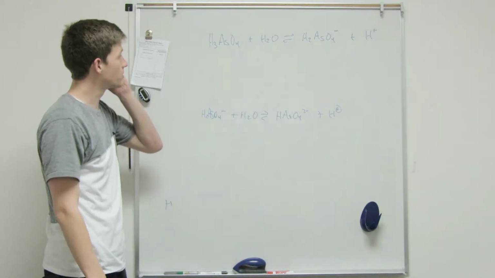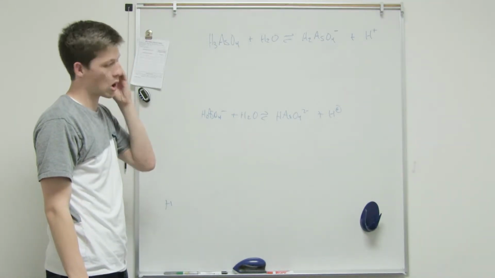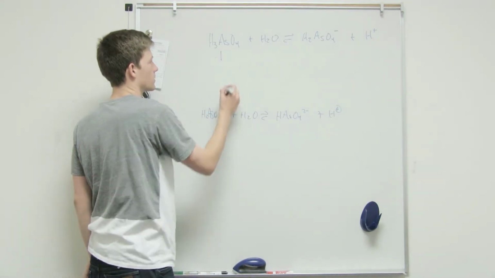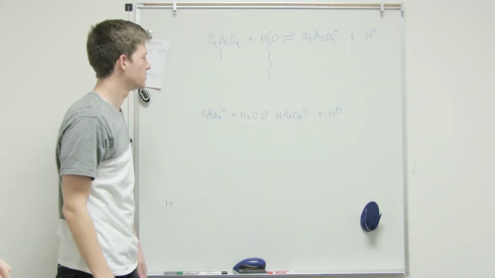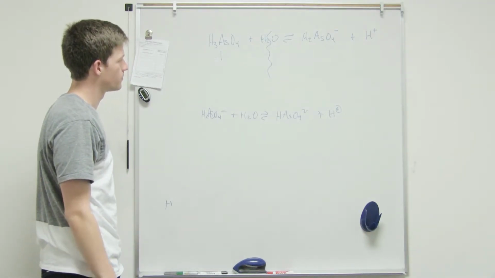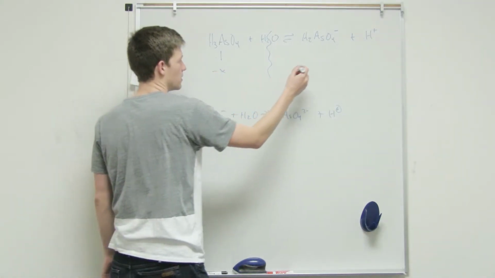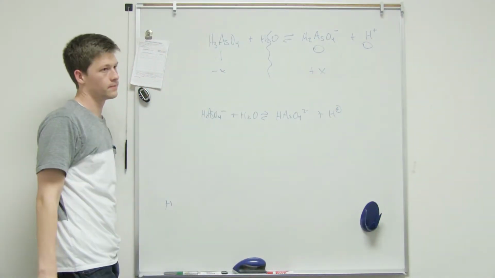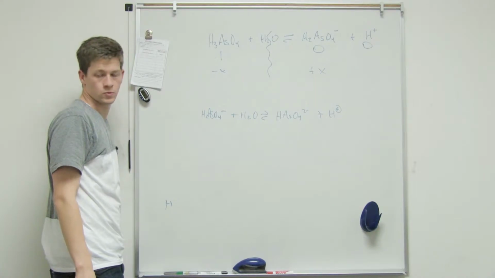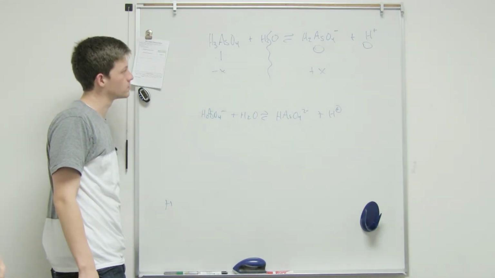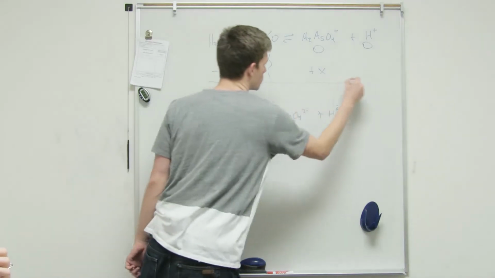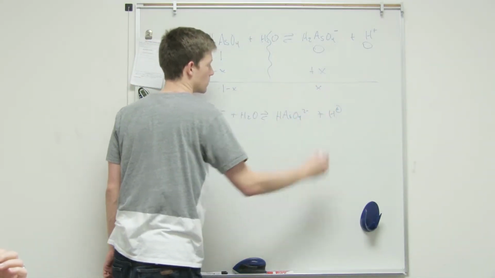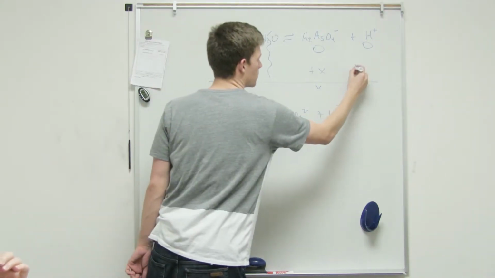Okay, let's start here. So you're starting with 0.1 molarity of arsenic acid. That's in excess, so then you subtract x from it, and you add x on the other side because you're starting with 0. So it would just be 0.1 minus x, and x, and x.